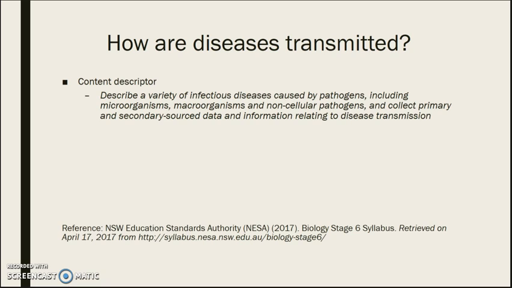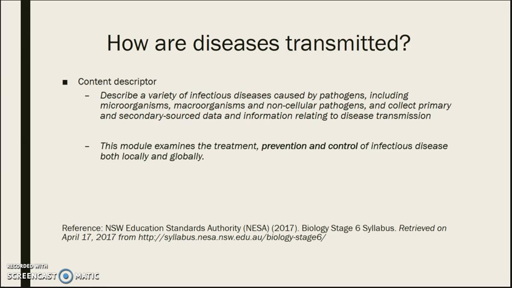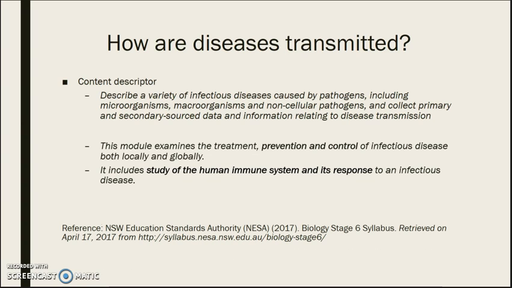We're working our way through the first content descriptor for Module 7 in the biology syllabus, which is for students to describe a variety of infectious diseases caused by pathogens, including microorganisms and so forth. Today we are particularly going to consider pathogens in food, including their prevention and control, and how our immune system may respond to their presence, which links well to the content focus for this module.